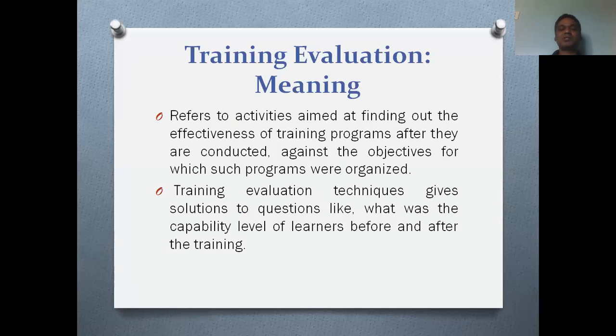And training evaluation technique gives solutions to different problems. It tries to find out the capability level of learners before and after the training.